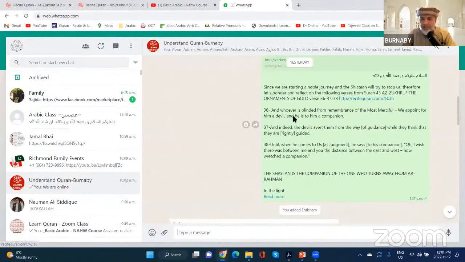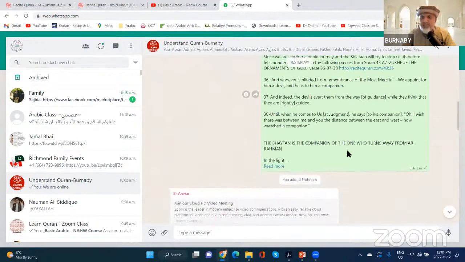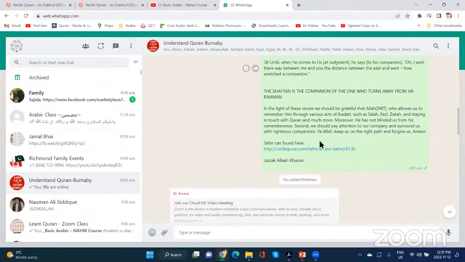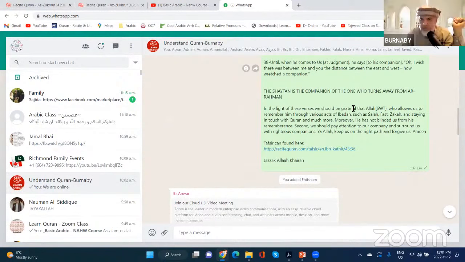Okay. If you can read this, the shaitan is the companion of the one who turns away from Ar-Rahman. Do we want to be among this group that turns away from Ar-Rahman? No. Okay. So in the light of these verses, we should be grateful that Allah subhanahu wa ta'ala allows us to remember Him through various acts of ibadah, such as salah, fasting, zakah, and staying in touch with the Quran and much more. Moreover, He has not blinded us from His remembrance. Do you think, alhamdulillah, we are still blessed that we are not among the people who are completely away from Allah subhanahu wa ta'ala? Alhamdulillah.